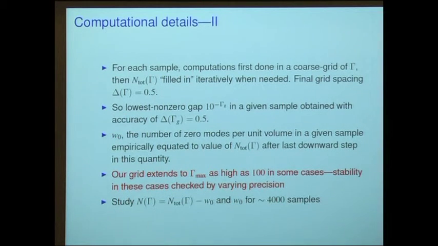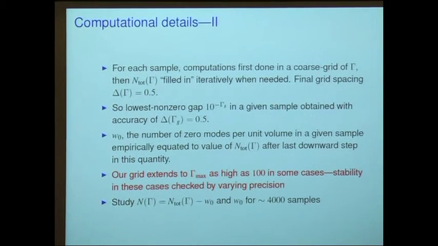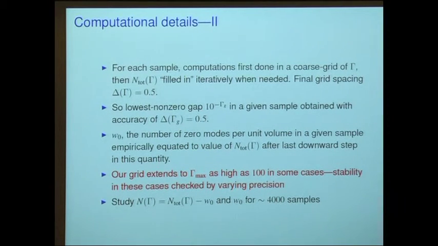So in any sample, what Sambuddha does is he gets this staircase. So these are the number of states below this energy, then it's this number, then it's this number, like that. And then there's this last downward step here, and then a long plateau, like that. And this is gamma.